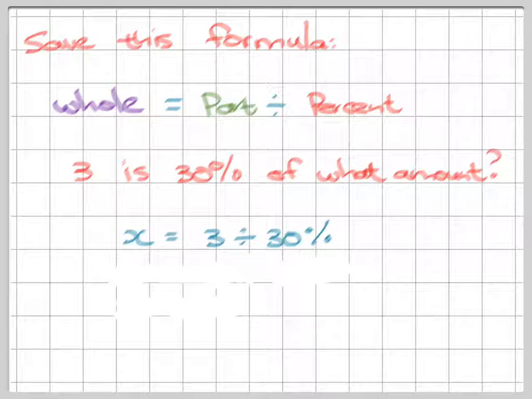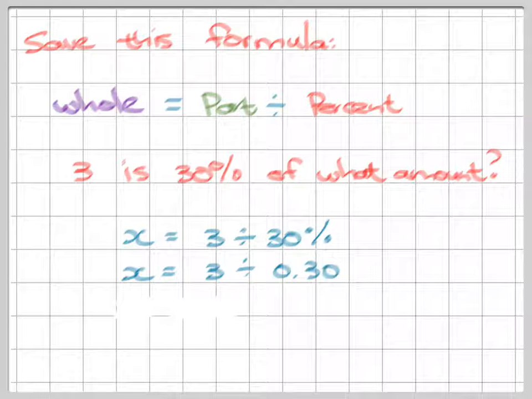Whole is our x because it's our unknown. 3 is our part, that one there, divided by our percent of 30%. Now remember, we've got to convert our percent into something that looks more friendly when it comes to working out the answer, and that will be 0.3. Or you can write it as 30 over 100. Both of them will come to the same amount for you to work with when you divide 3 by it. So let's divide 3 by 0.3, and we end up with x equals 10.